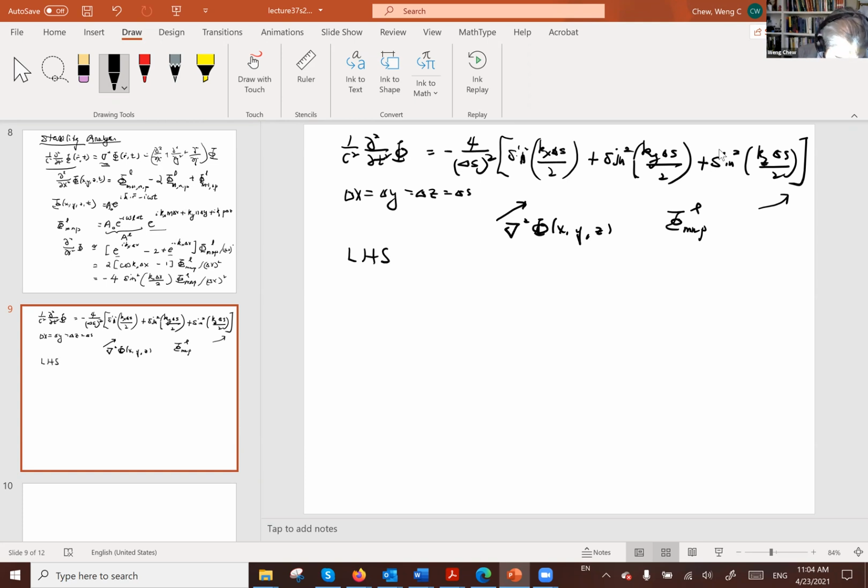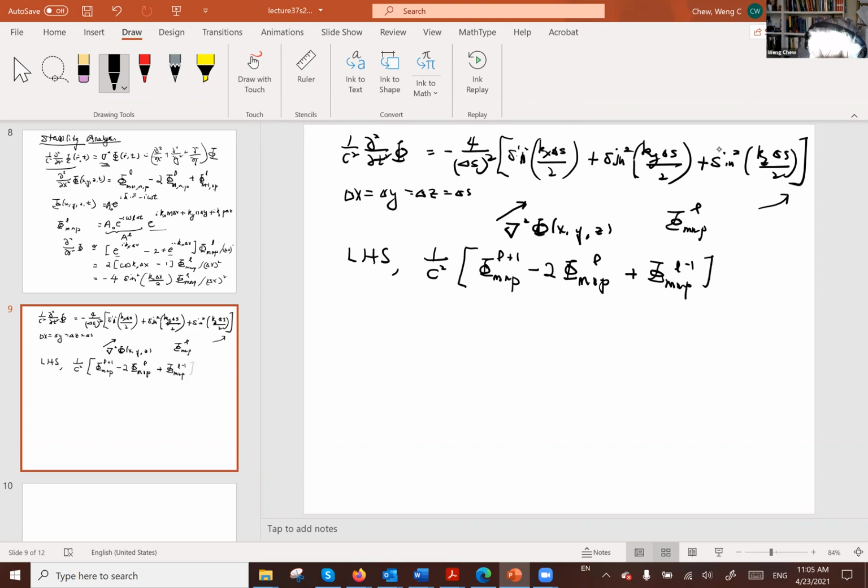For the left-hand side, I'm going to use a time stepping approximation, or finite difference approximation, in time. And if I were to convert the left-hand side into my notation for the finite difference method, I would have something like this for the left-hand side. So this is what becomes of the left-hand side. And of course, I shouldn't forget my delta t squared.